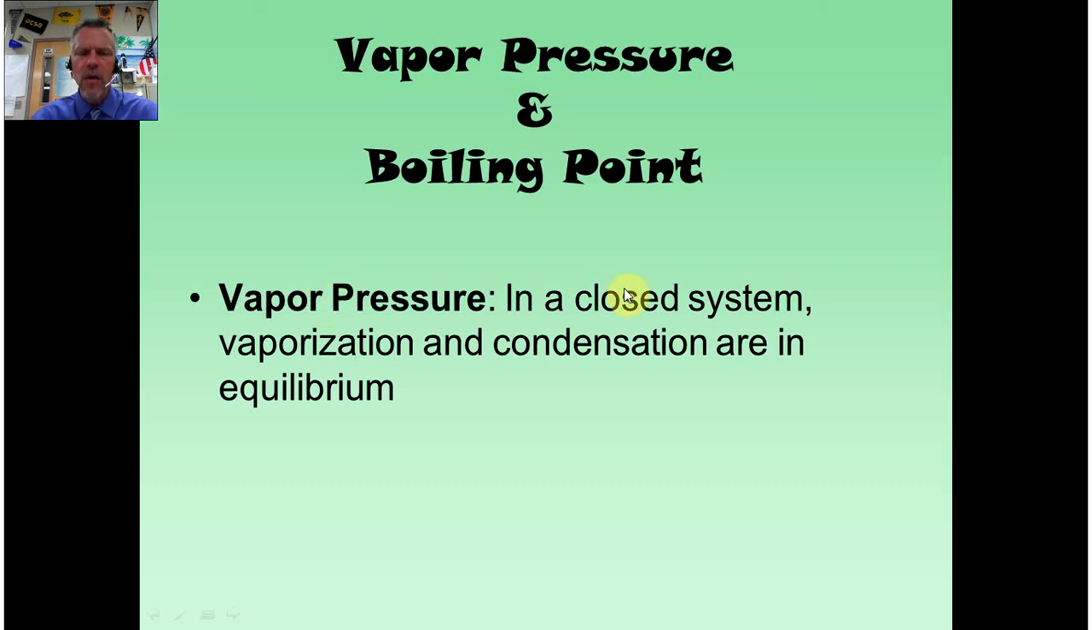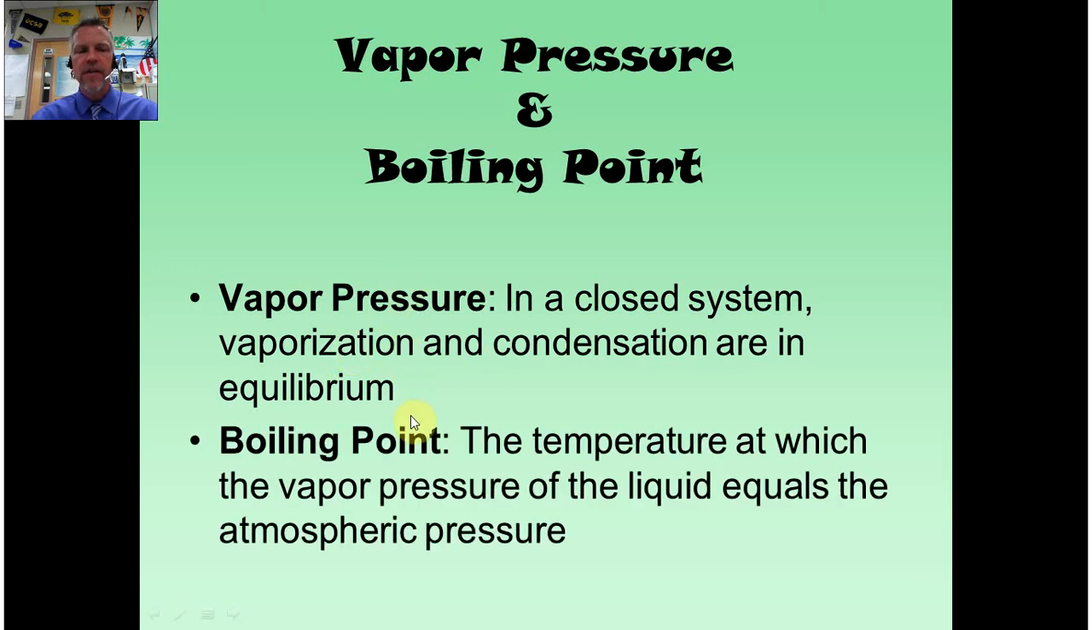So if you had a closed system, you're going to have evaporation. Evaporation and condensation are ongoing at the surface of a liquid, and some molecules of the liquid will be turning into a gas, and some molecules of the gas will be turning back into a liquid. That's what we mean by equilibrium. So there's this kind of back and forth between the gas phase and the liquid phase. That's what's called vapor pressure.